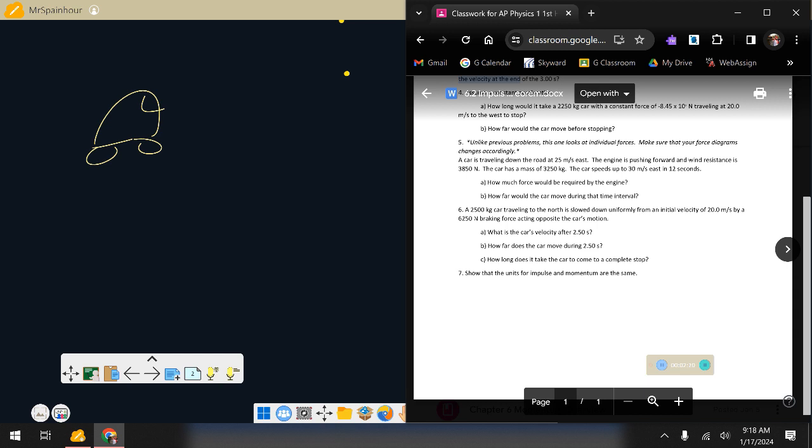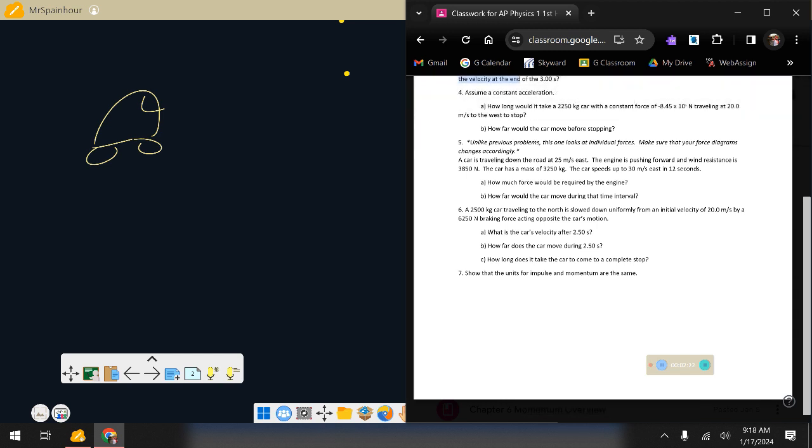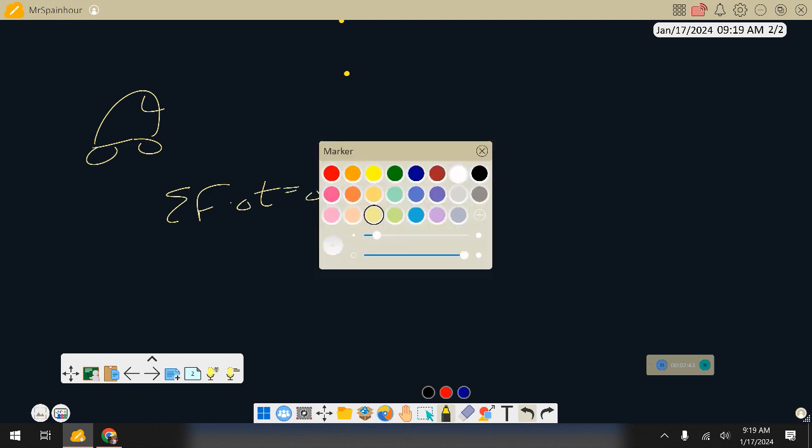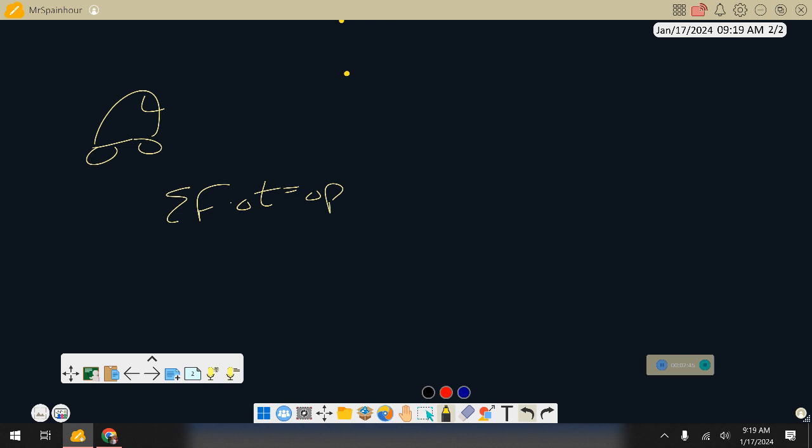In this problem, a car's traveling down the road at 25 meters per second east. The engine's pushing forward, and wind resistance, aka force friction, is such and such. It tells you the mass, and so on. Point is, usually in a lot of the easier problems, I've just told you, here's your sum of forces.